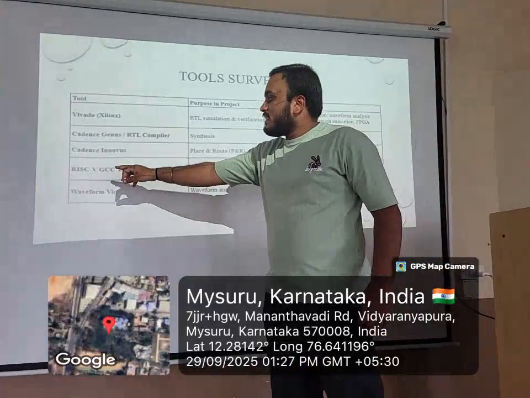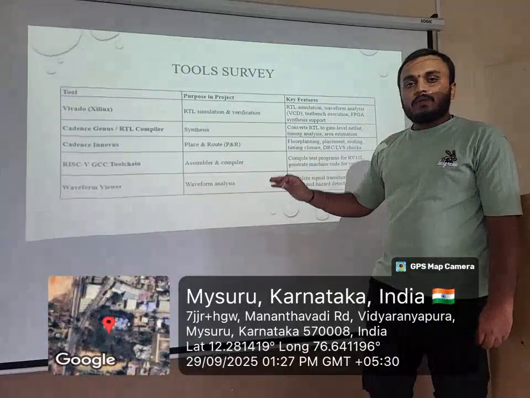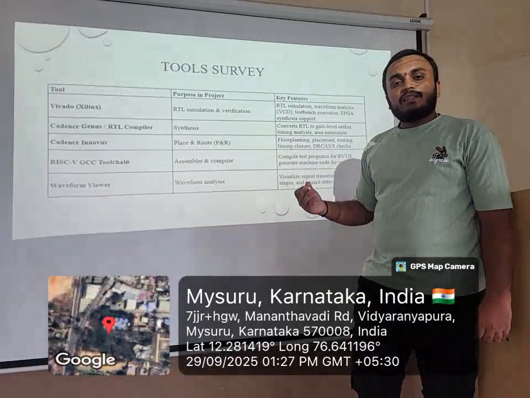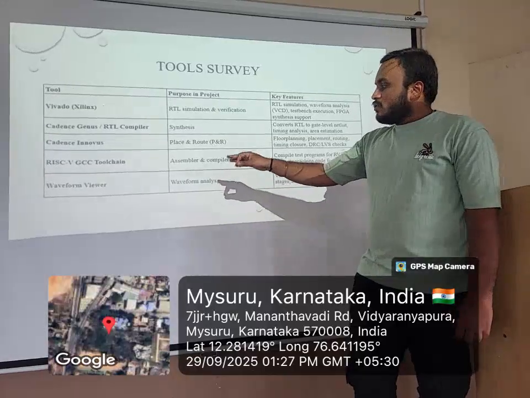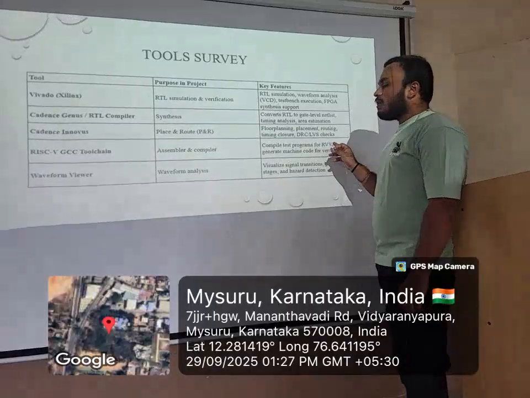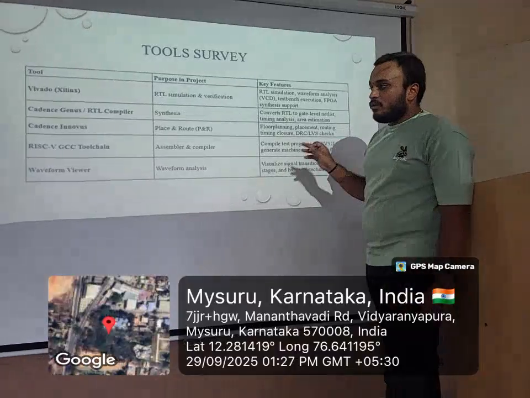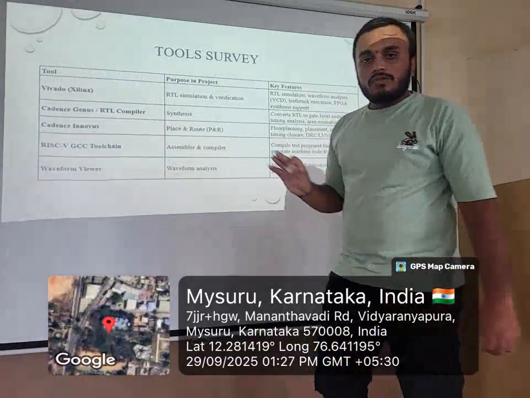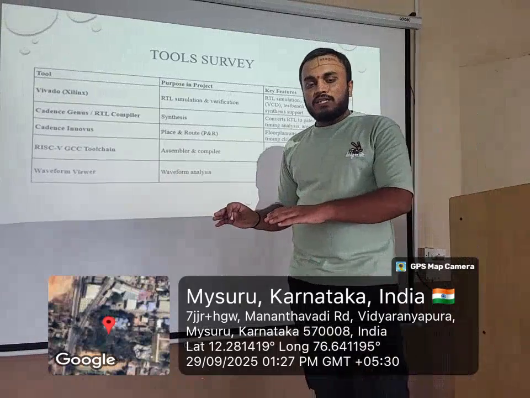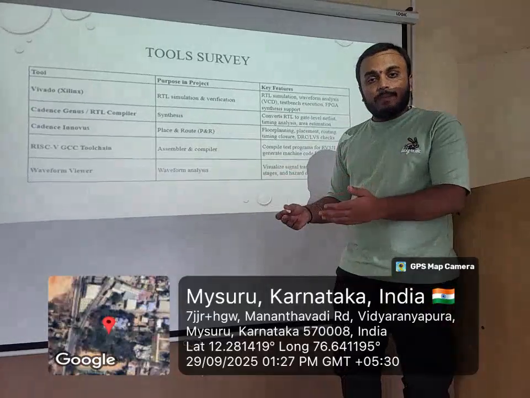The fourth tool is the RISC-V GCC toolchain, which is not yet used in our project. It will be used in phase 2 while designing the 5-stage pipeline. It is used as an assembler and compiler. Key features include compiling test programs for RV32I and generating machine code for verification. The waveform viewer is also not used in our project now. It will be used in phase 2 for waveform analysis after getting the 5-stage pipeline output.